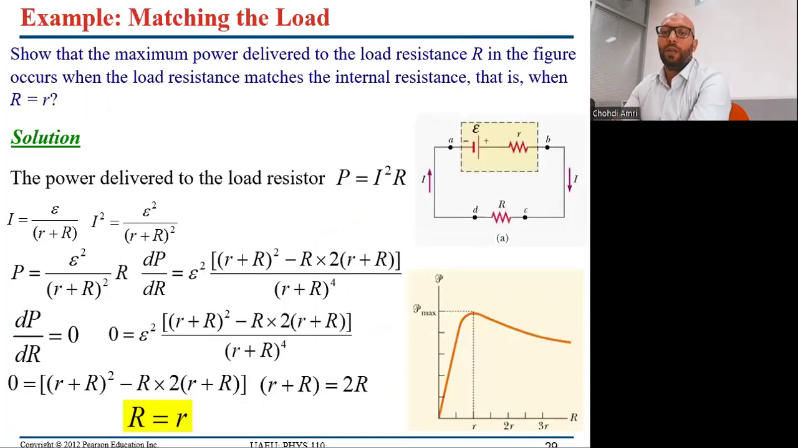Let's take another example. Show that the maximum power delivered to the load resistor in the figure occurs when the load resistance matches the internal resistance, that is, when R equals small r. The question said, at which condition is the maximum power delivered to the circuit? The condition said, when capital R is equal to small r.